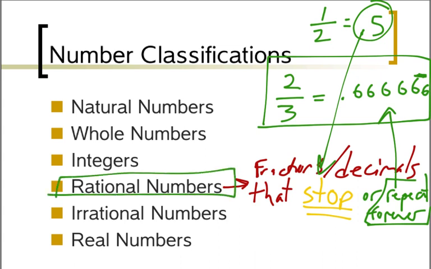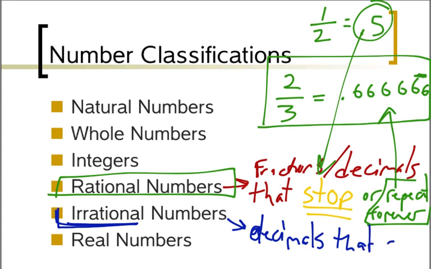So fractions, which are turned into decimals that stop or repeat forever, which is contrary to irrational numbers. Irrational numbers are fractions or decimals that continue, that never repeat, but they go on forever. So we'll say decimals that go on forever, but with no repeat.